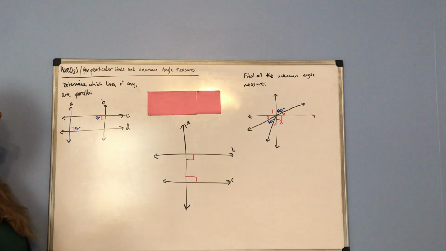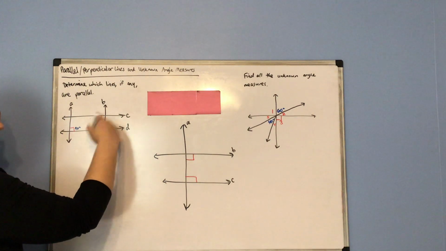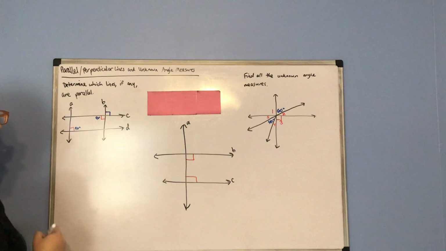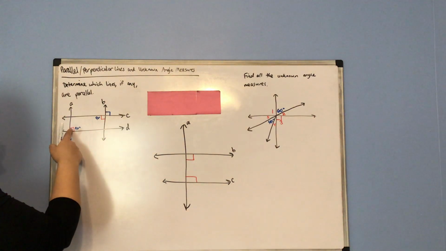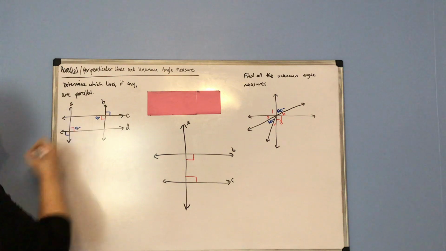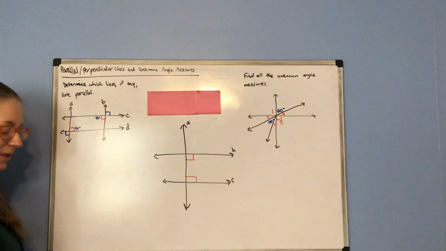Well, we know that vertical angles are always congruent. So the vertical angle with this right angle right here is this angle right here. So that's going to be a right angle by vertical angles. Likewise, the vertical angle with my other right angle is right here. So this angle is also a right angle. What else can we say?